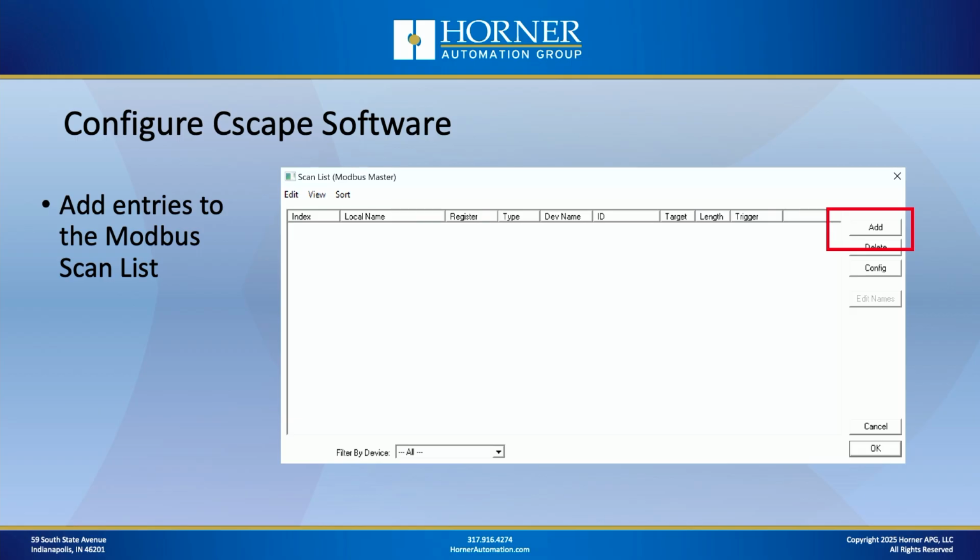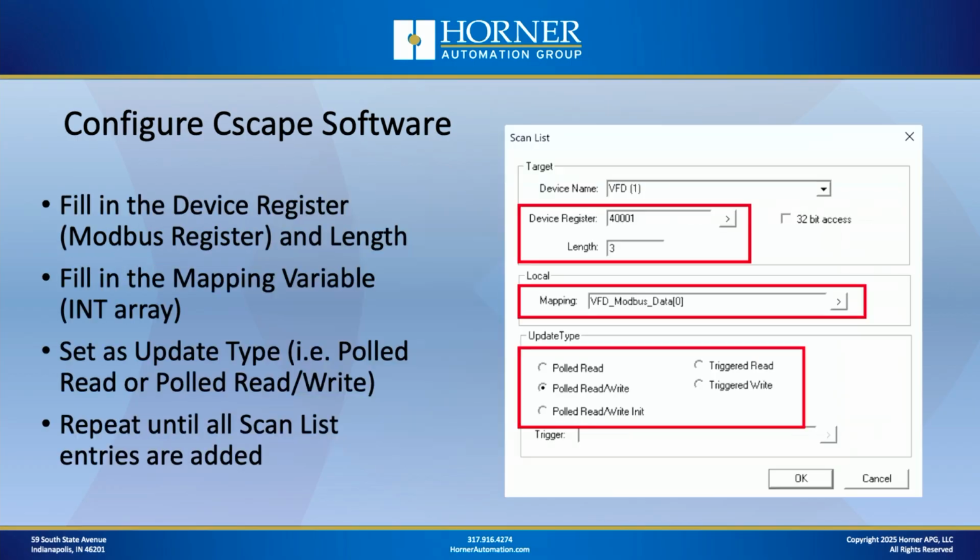Finally, we're going to start adding entries to our Modbus scan list. That's the list of data that needs to be read or written to each slave. As we add an entry to the scan list, we identify which slave it's coming from, what that Modbus register looks like, how many consecutive Modbus registers we're looking at, and whether we're just reading them or whether these are read-write. And of course, we also have to map those Modbus registers into local variable space.